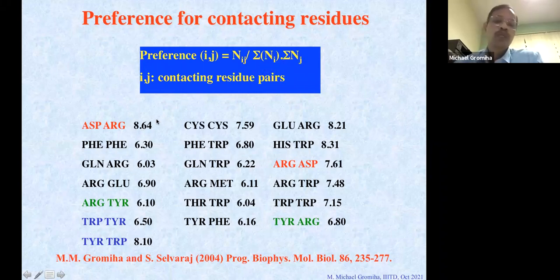in the protein 2. So if you see the preferences, you can see some pairs are highly dominant, specifically aspartic acid and arginine. Interestingly, you can see the other way around is also fine. So it doesn't matter if you consider the first one as a receptor or the second one as the receptor. Right? Also you can see arginine and tyrosine. So you can find the same preference, tyrosine arginine and tryptophan tyrosine, tyrosine tryptophan and so on.